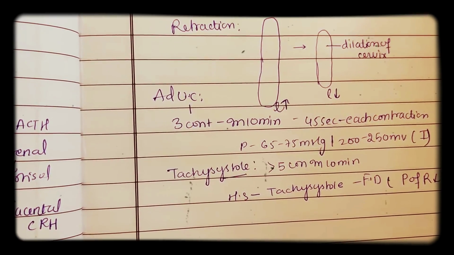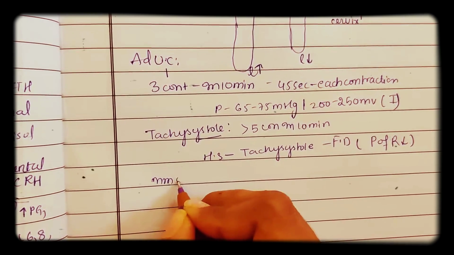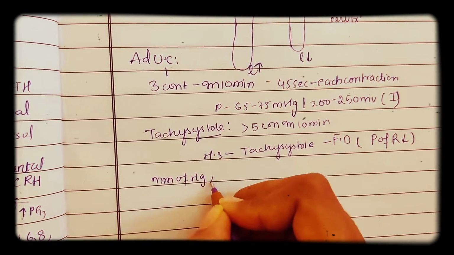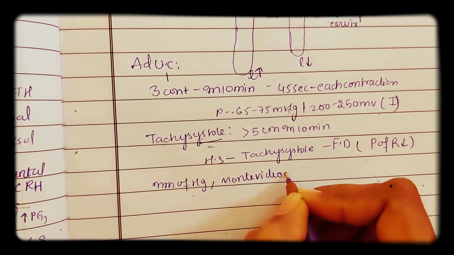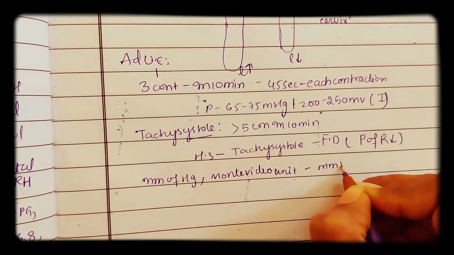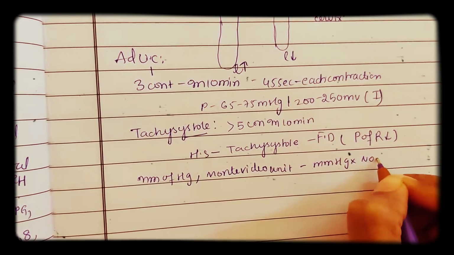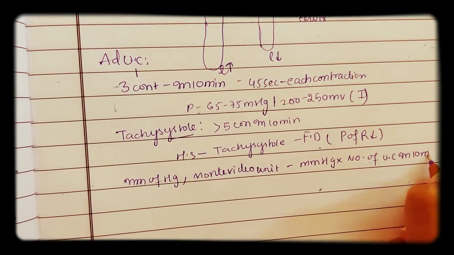So what are the units for measuring the intensity of uterine contraction? You can use millimeters of mercury, or you can use the Montevideo unit. What is this? The Montevideo unit is the intensity of uterine contraction, that is millimeters of mercury times the number of uterine contractions in 10 minutes. So this formula is important.